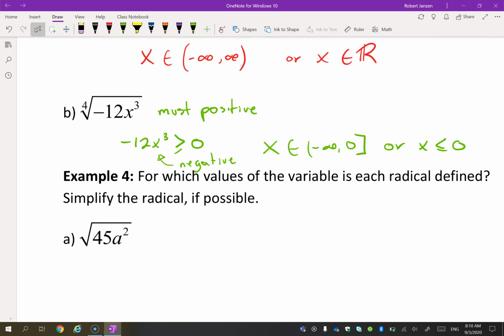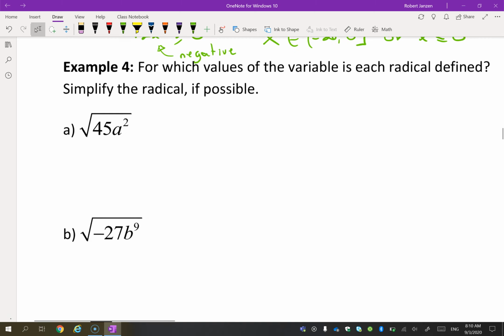Okay, by the way, you don't have to do both of these, one or the other. So let's try this question. Here's the kind of question you're going to get for homework today. It says, for which values is the radical defined? Okay, so that's part 1, and then simplify.